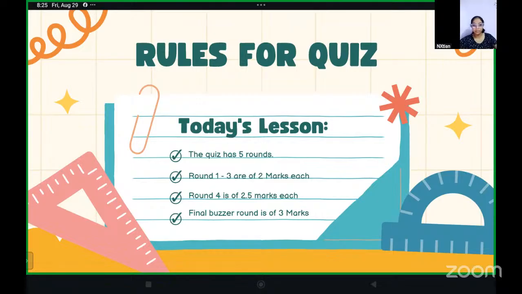Any doubts now? Ma'am, so after the last two people in second and third place try to answer the question, then there'll be a final question? Yes, then there will be one final question, the buzzer, which is also the final buzzer round. Whoever raises their hand first and answers that final question will obtain those 3 marks. Then I'll calculate the scores, and whoever has the highest marks will win.